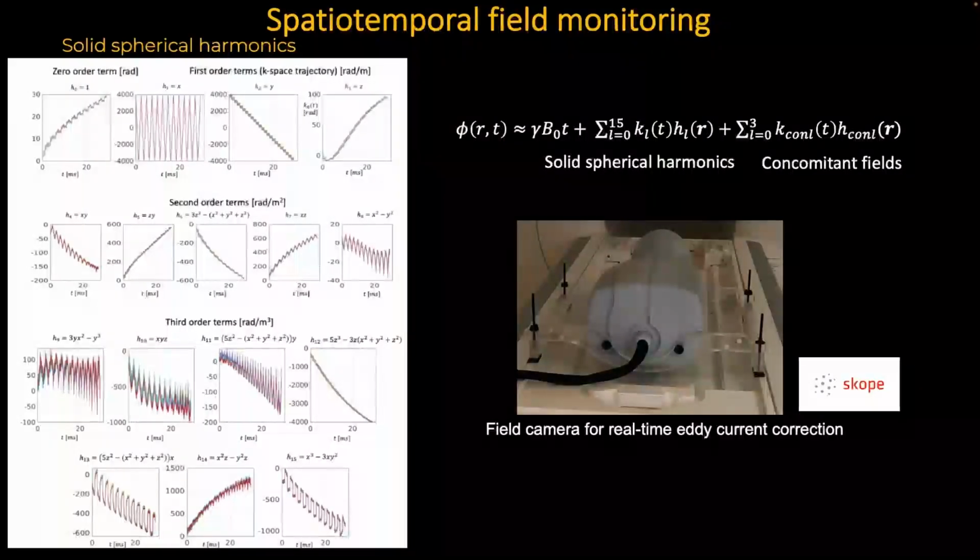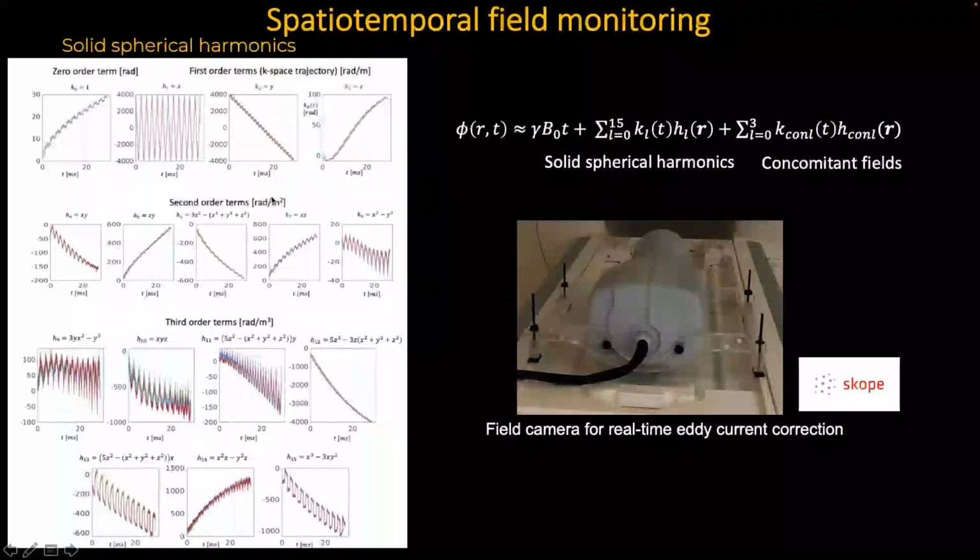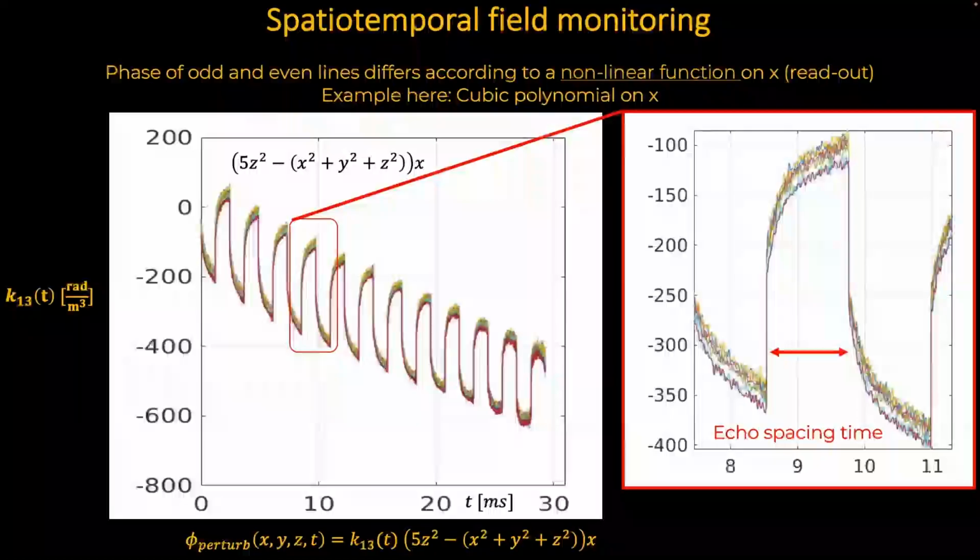We have a field camera in our scanner where we fit the measure of the phase to a basis of solid spherical harmonics, where the first order represents the k-space trajectory, the third order indicates the B0 term, and the second order and third order terms are unwanted components that we would like to be minimized. But as you can see here, we have observed that second order and third order terms are substantially higher, and this creates a strong ghosting that cannot be corrected with the linear phase correction.